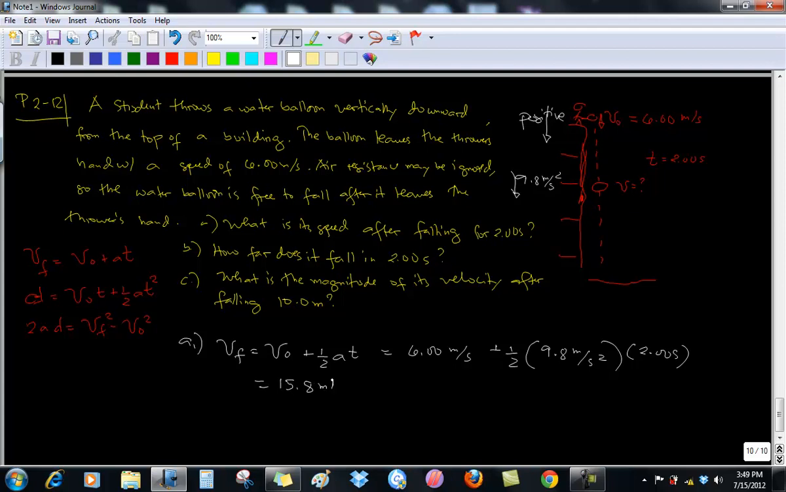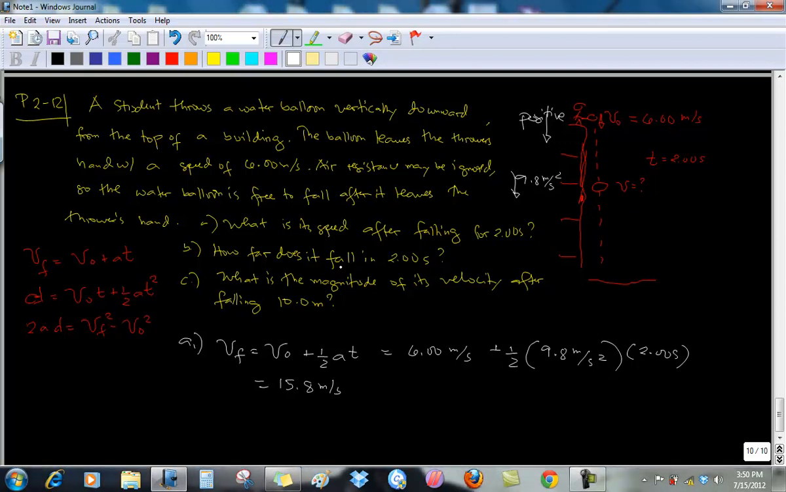15.8 meters per second. Okay? And it's still going downward. Faster, meaning. But it's speed that is being asked, so direction is not necessary. It doesn't say where it's going, so you don't need to specify whether it's downward or upward.